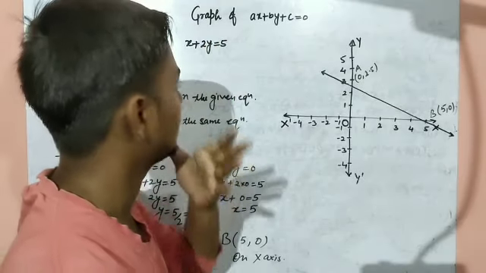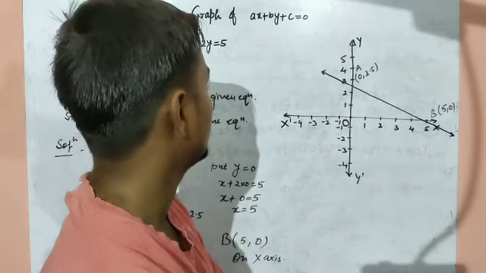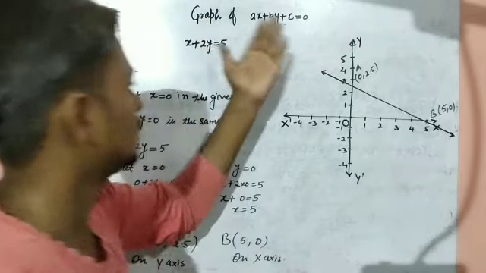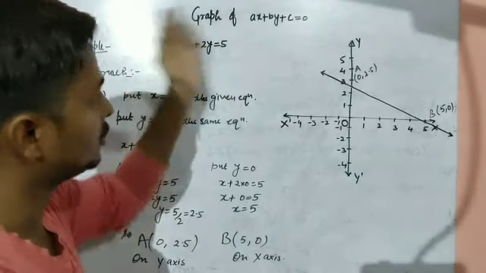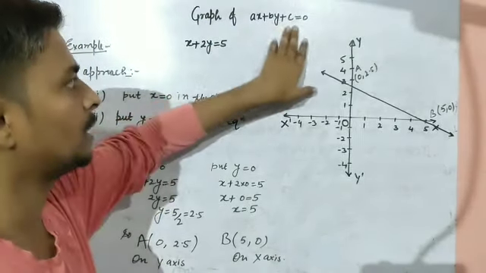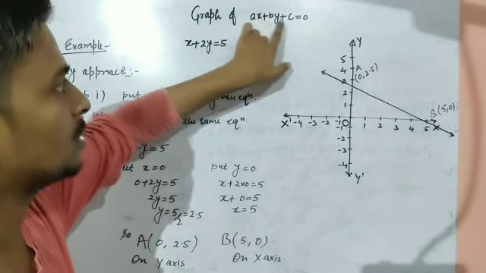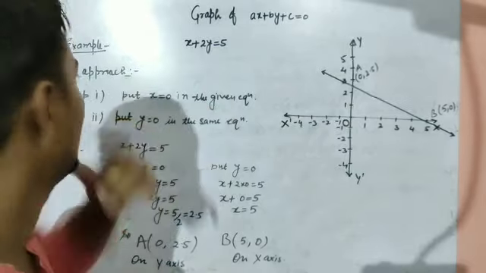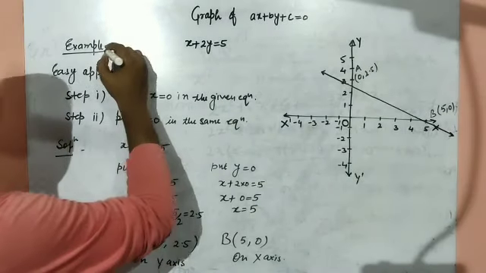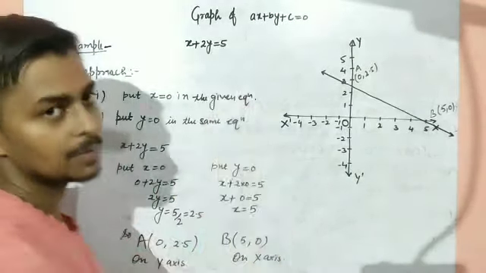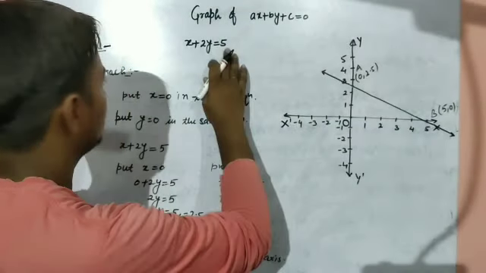This is the graph of ax + by + c = 0. Today we will study how to draw the graph of ax + by + c = 0, meaning a linear equation in two variables. The first example we are taking here is x + 2y = 5.